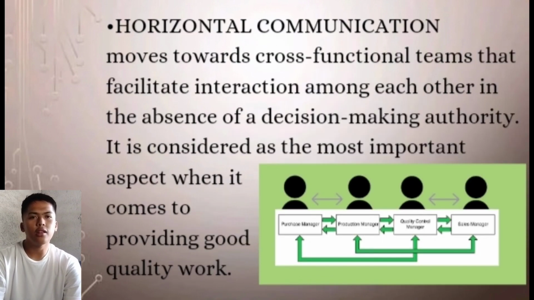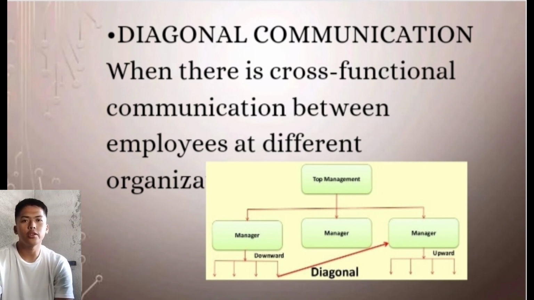Next is the horizontal communication flow. It moves towards functional teams that facilitate interaction among each other in the absence of a decision-making authority. It is considered the most important aspect when it comes to providing good quality work. The last one is the diagonal communication, when there is cross-functional communication between employees at different organizational levels.